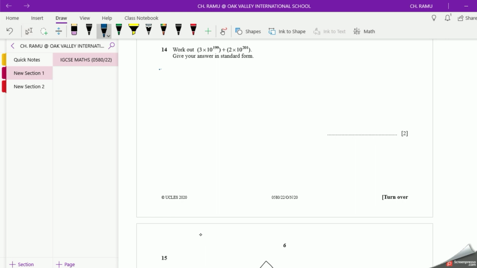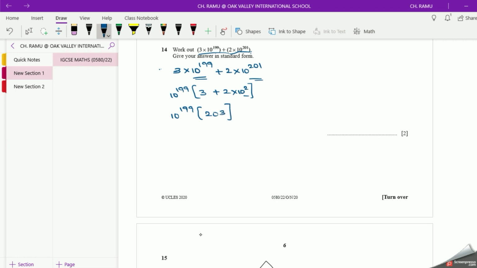Okay, question number 14. Work out 3 into 10 power 199 plus 2 into 10 power 201. So that is 3 into 10 power 199 plus 2 into 10 power 201. Now from these two you can take 10 power 199 common, you will get 3 plus 2 into 10 square. 10 square is 100, 100 into 2, 200 plus 3, 203.